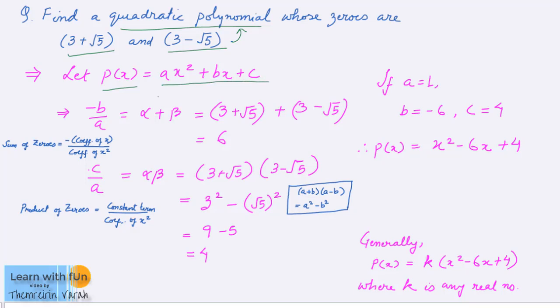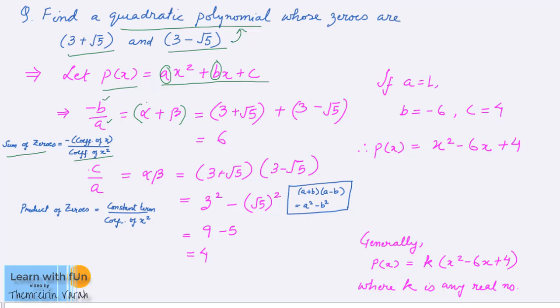The sum of the zeros of the polynomial will be minus coefficient of x upon coefficient of x square. Here the coefficient of x is b and the coefficient of x square is a. So minus coefficient of x upon coefficient of x square equals the sum of the zeros.